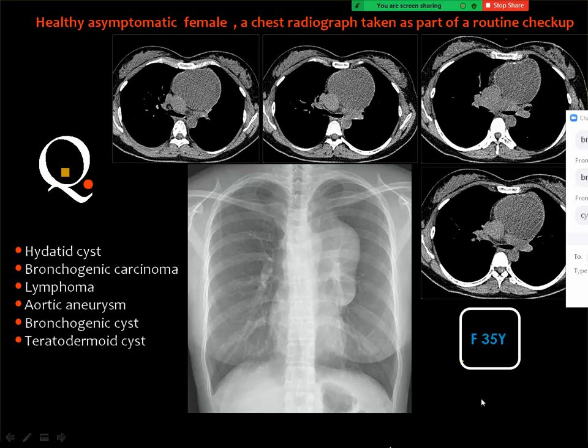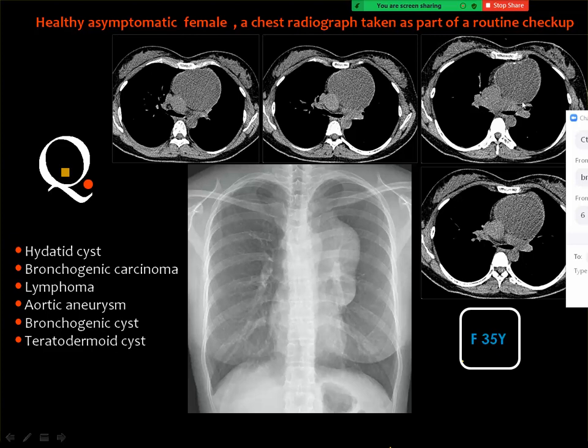And this is the CT scan. Bronchogenic cyst. Yes. Teratodermoid cyst, and this is the right answer. If you look carefully, you can see fluid in this lesion with faint matrix calcification.